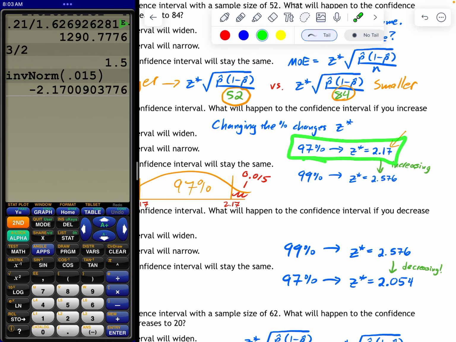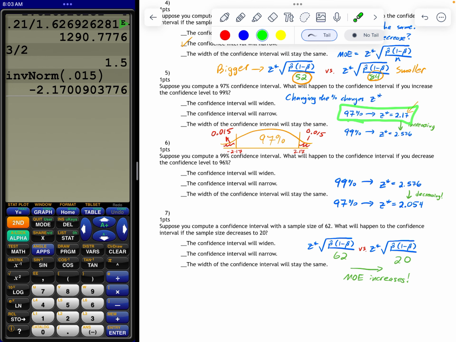And you might not even have 97%. I don't know what your version is. Number 6 goes from 99 to 96. So 99 and 96, they're both in the formula packet. Oh, whoops, that should be a 96. Sorry, I was doing some copy and pasting there.